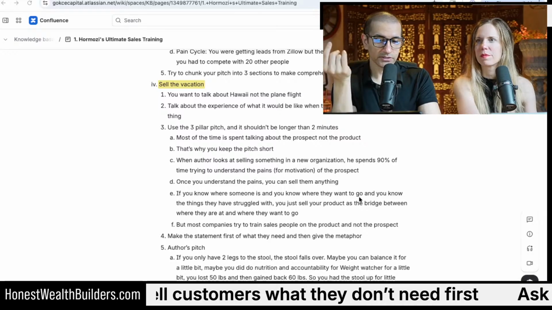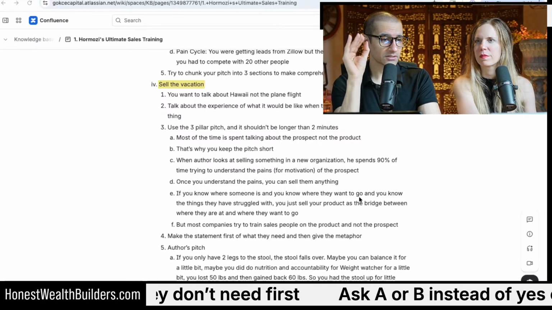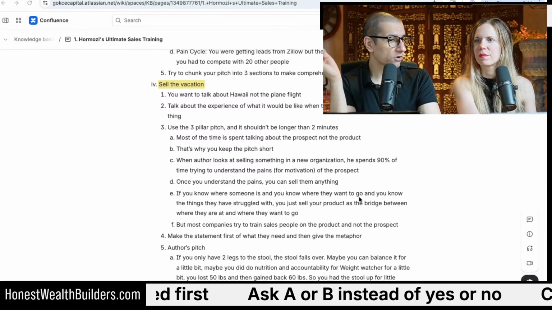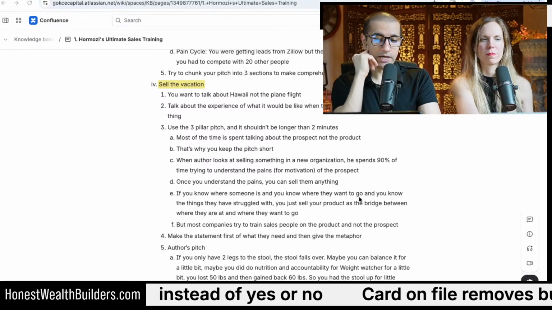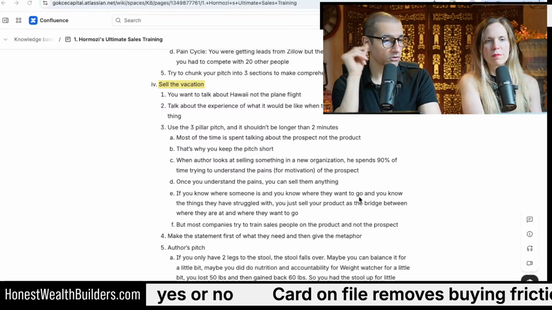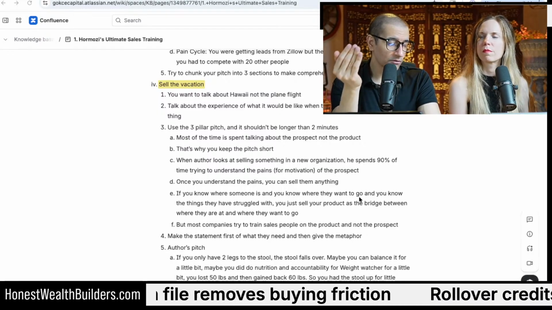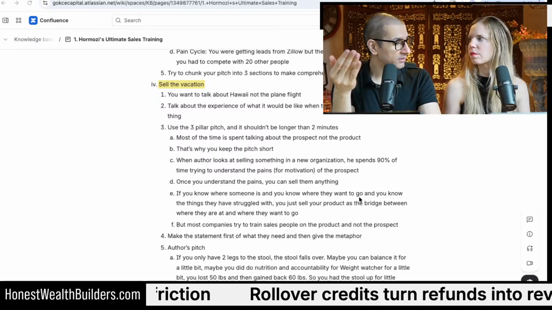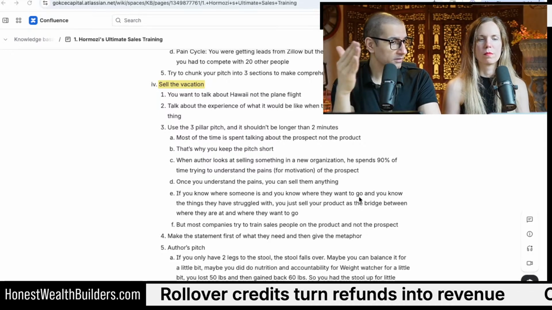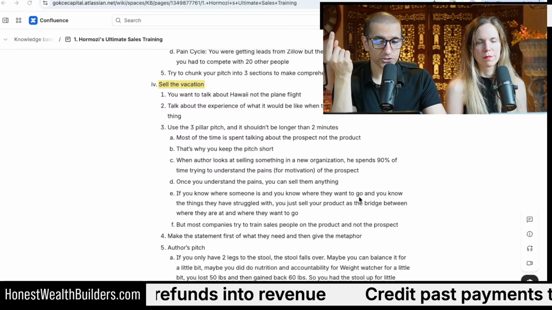So that's what he's talking about, the 3-pillar pitch. It shouldn't be longer than 2 minutes. You don't want to just talk and talk and talk. It needs to be less than 2 minutes. Most of the time is spent talking about the prospect, not the product. You want to hear them. You want to do active listening. You want to see what their goals are, what their problems are, and how your solution is going to help with the gap. That's why you keep the pitch short.